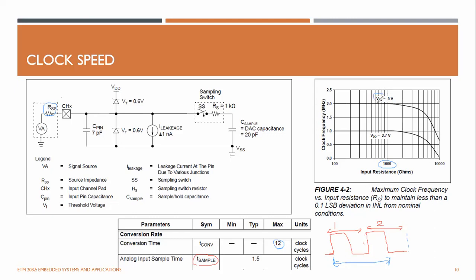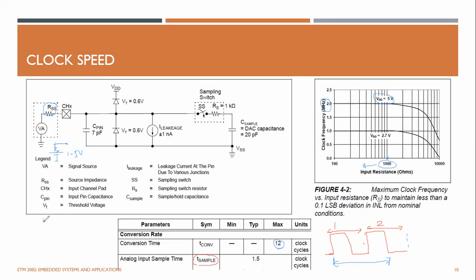So if you use VDD as 5 volts, so your supply voltage is 5 volt, you can use 2 megahertz clock frequency when your source impedance is less than 1K. I have shown you how to calculate the source impedance. If you use a battery connected to this pin, let's say you use a 1.5 volt battery connected to this ADC pin, the battery has an internal resistance, so that will be your source resistance, and that is very low. So you can use 2 megahertz.